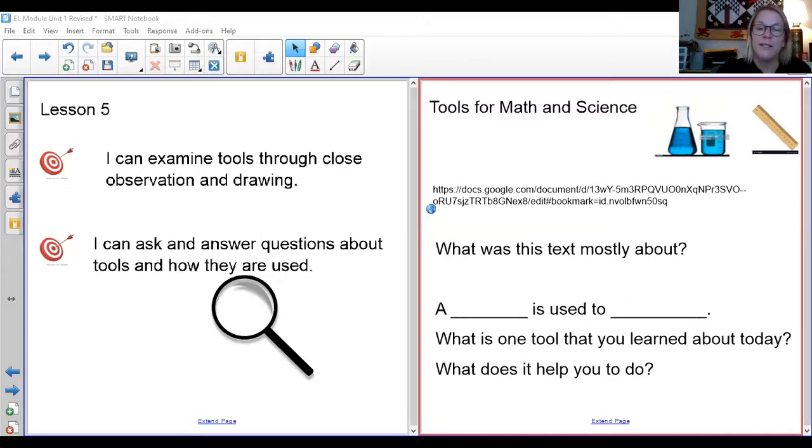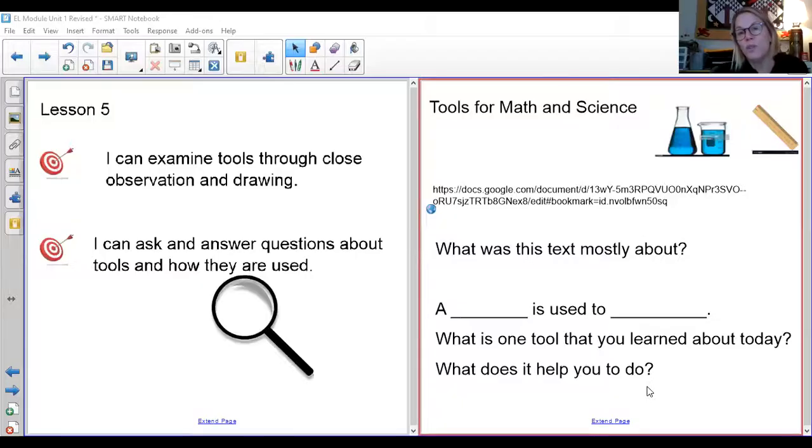The author of this book then went ahead and gave us an example of a ruler, a timer, a pencil, a calculator, a magnifying glass, and a beaker. And then the ending sentence ties the whole story together. And at the end, the author asked a question. Which of these tools have you used before? So that was our story for today. It was mostly about the tools that mathematicians use and scientists use.